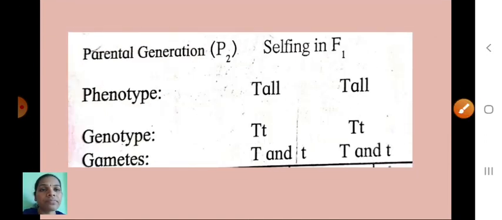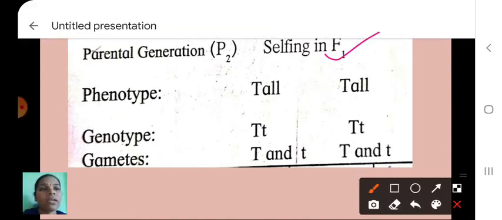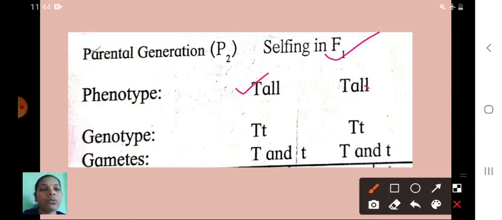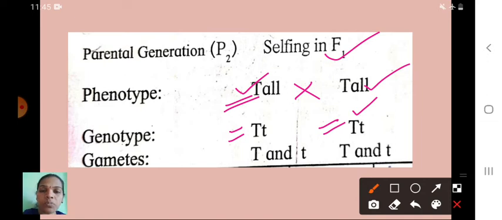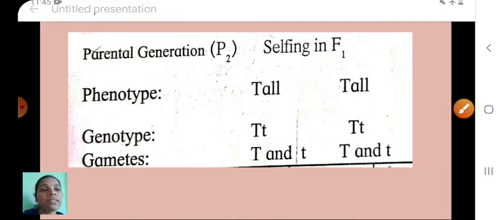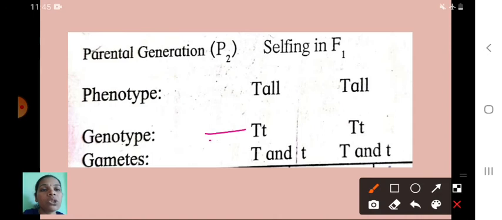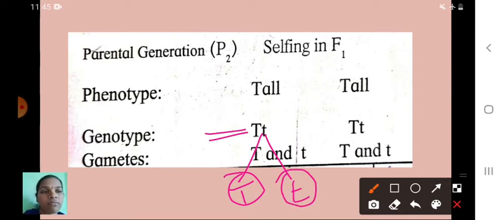See here, selfing in F1, tall cross tall, this is the phenotype. And what is the genotype? Here I gave, see here children, capital letter T, small letter t, and again self cross, that means capital letter T, small letter t. So here are two different types of gametes. What are the gametes? Which kind of gametes are formed from here? Tall, dwarf.